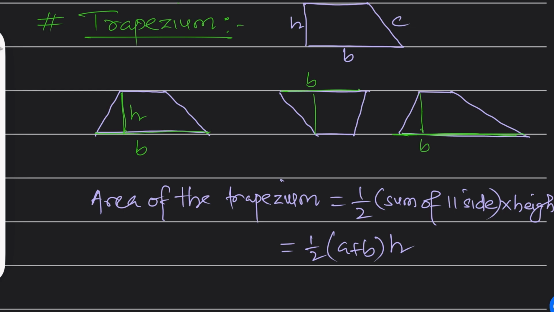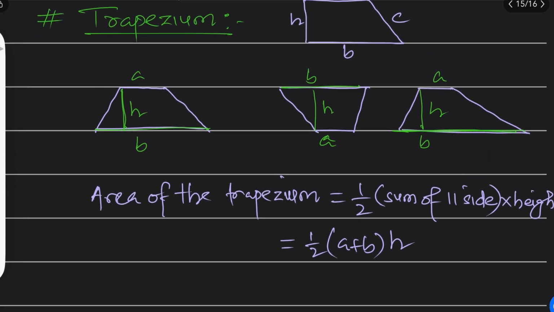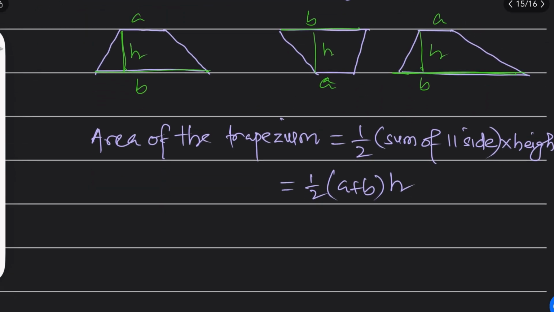Understood? Hope this is clear to everyone. Sum of parallel sides: this is A, then this is A, this is A. Now, if you understood the trapezium's area, we come to the rhombus.